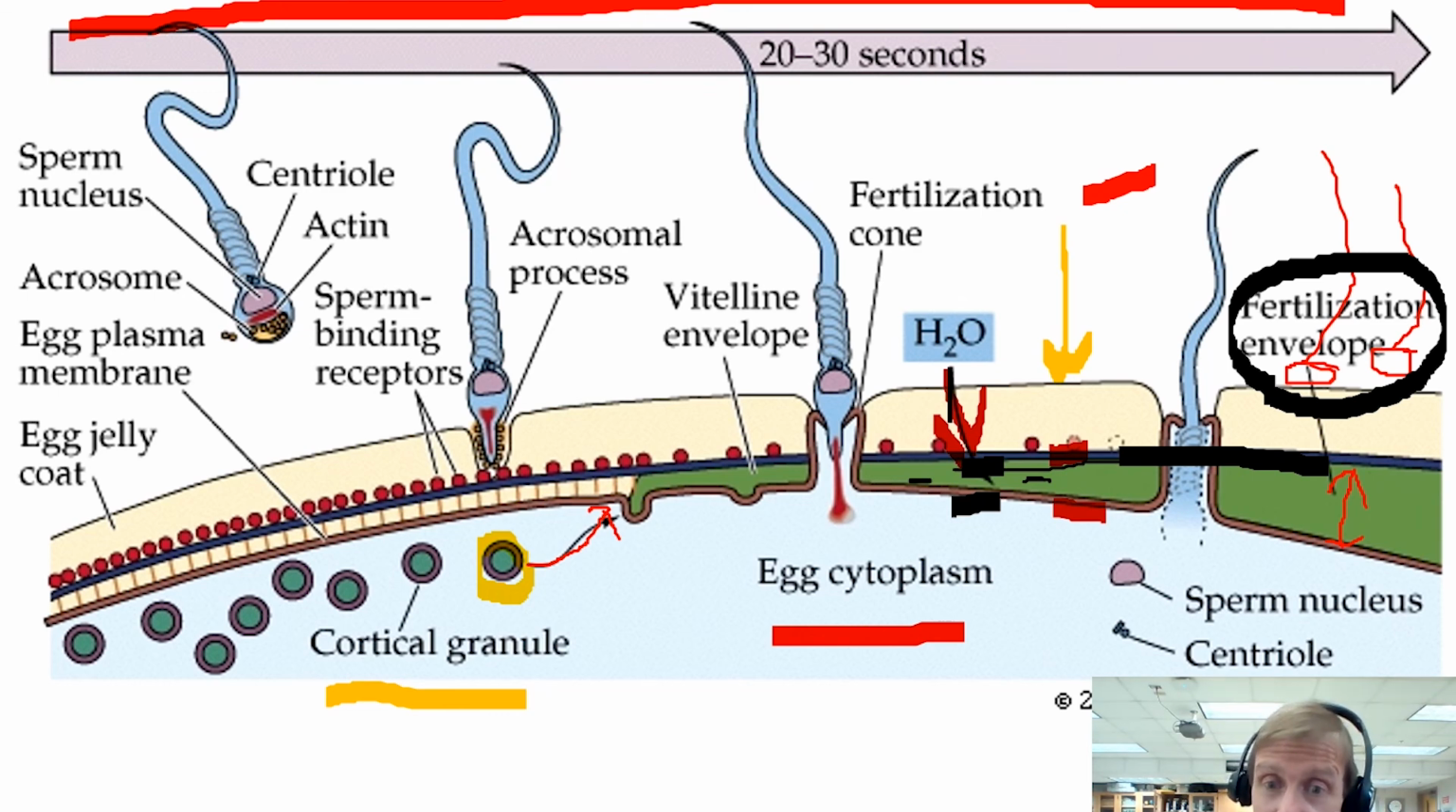And also no more sperm can get in. That is slow block to polyspermy. It takes a little longer to occur, but it's more permanent. Once that fertilization envelope forms, there basically aren't going to be any more sperm getting in there. No more polyspermy. All right.